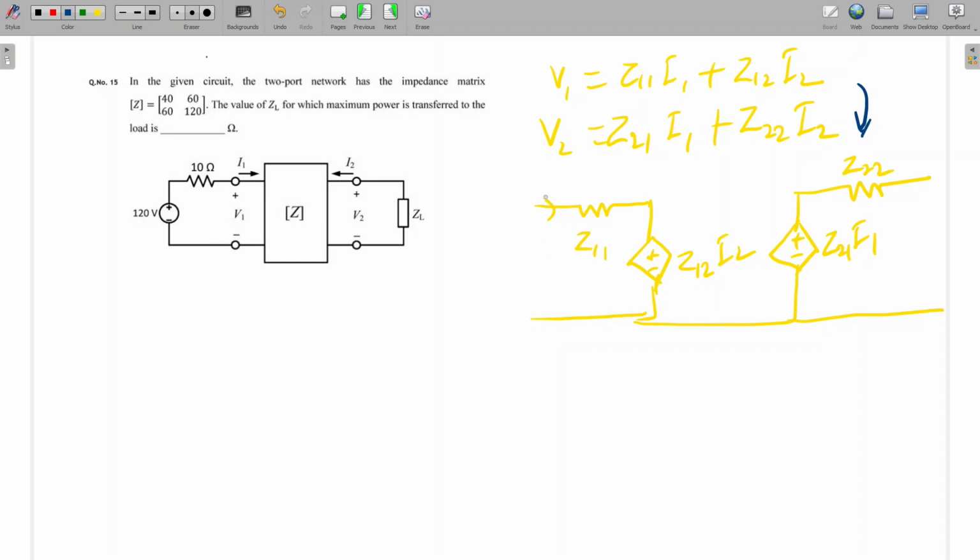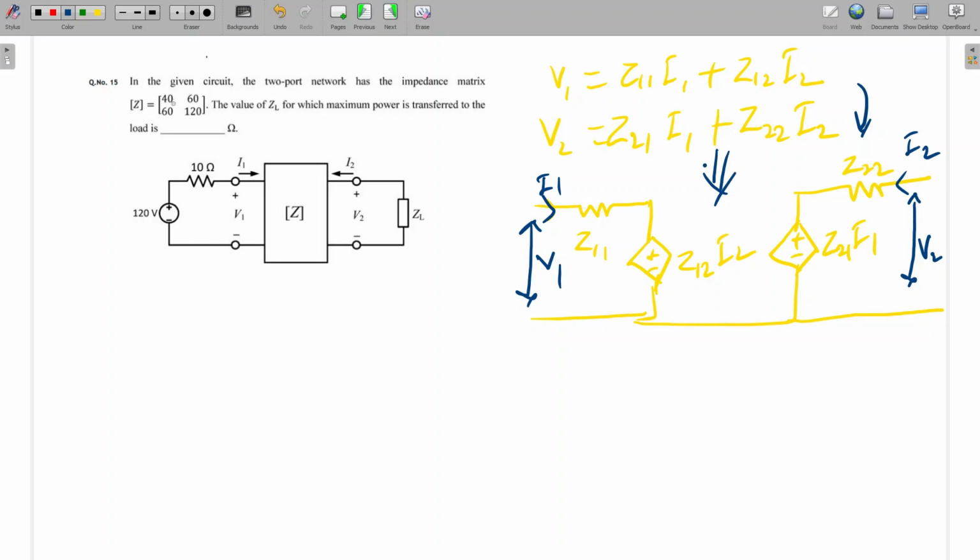Same equation I have written here. I1 is entering here and I2 is entering here. Let's say this is V1 and this is V2. If you apply KVL here, V1 is equal to Z11 I1 plus Z12 I2, and V2 is equal to Z21 I1 plus Z22 I2. Is it clear to all? I have just written this equation in network form. Is it clear? Yes, sir. Okay, so the same network I am going to draw here for this one.